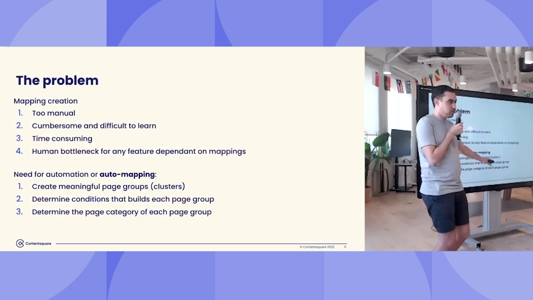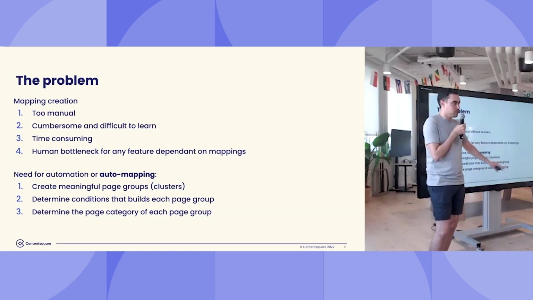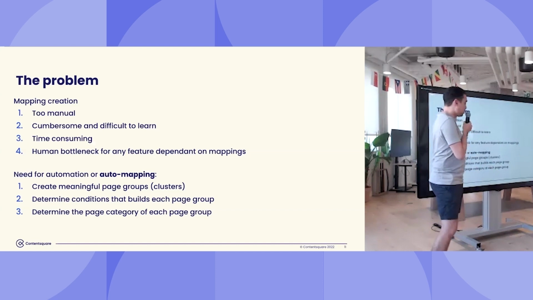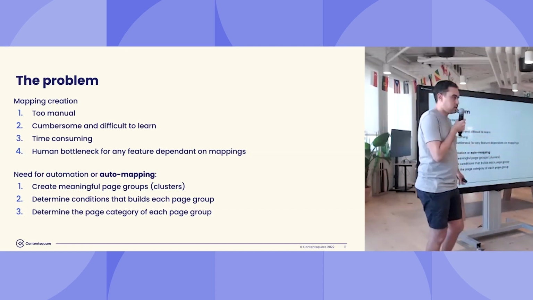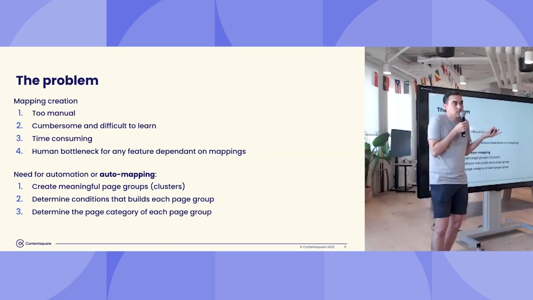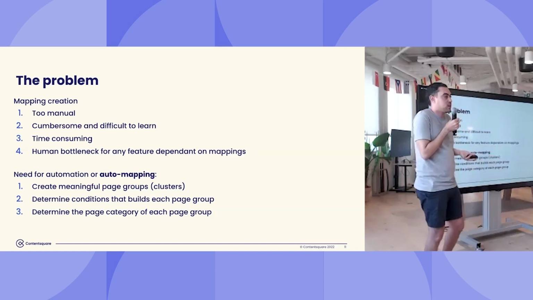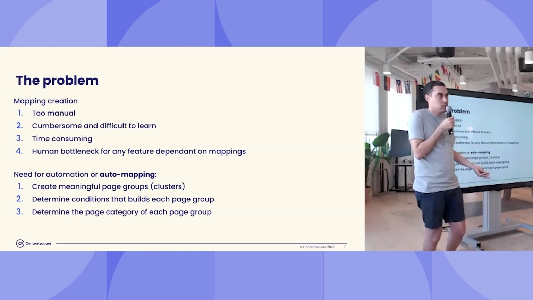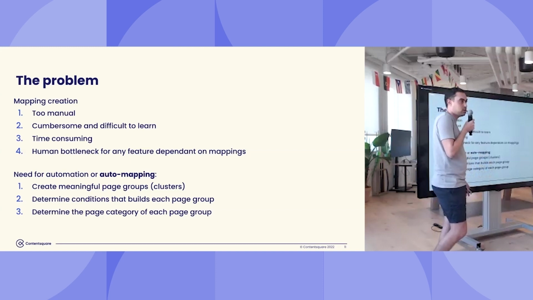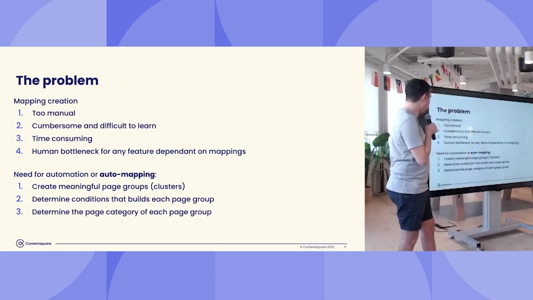So basically, this is too manual, too long, too cumbersome, time consuming, and it's a human bottleneck for every feature that depends on the mapping. For example, if you take the journey analysis feature of earlier, we can't display anything until we have at least one mapping properly configured on the platform. So naturally, we want to automate all of this, or what we call auto mapping.